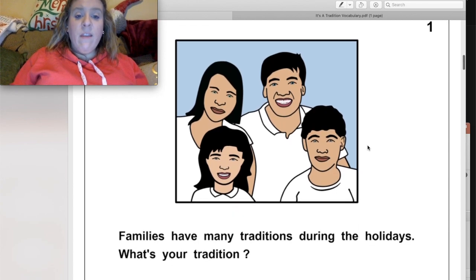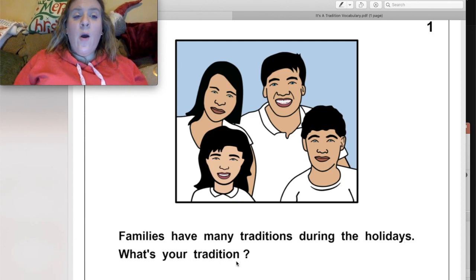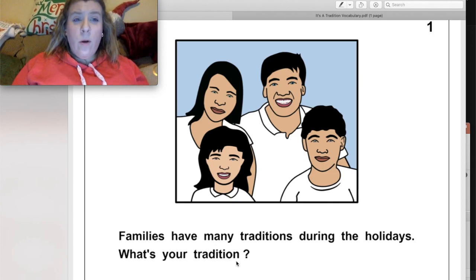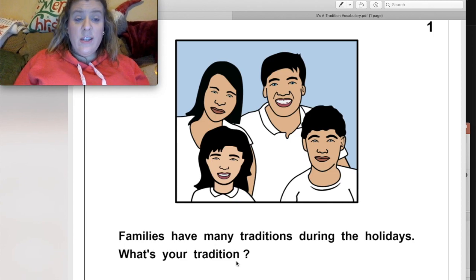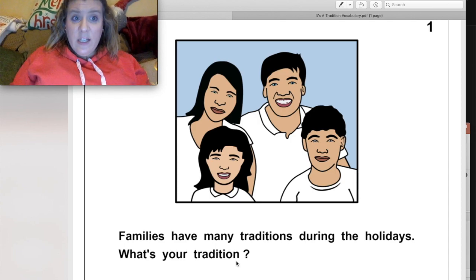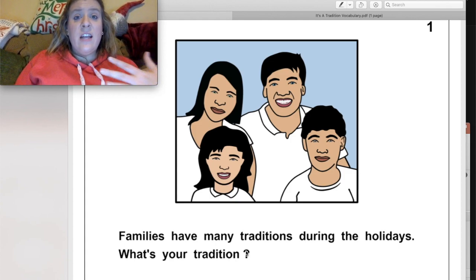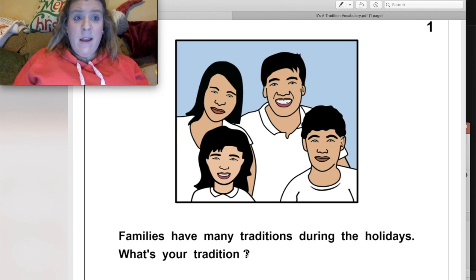So page 1. Families have many traditions during the holidays. What's your tradition? So yesterday, I did put up a worksheet for you guys to fill out some of your traditions. If you didn't get to do that, I'm going to repost it for an assignment for today. If you did it, don't worry about redoing it. But if you didn't do it yesterday, feel free to do it today, because we are going to be talking about our traditions at school. And I kind of want to know, what are some things that you like to do at home with your family or your friends that is something I may not know? Because again, we know traditions are different.